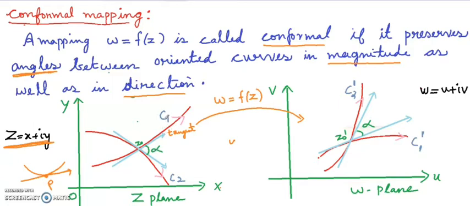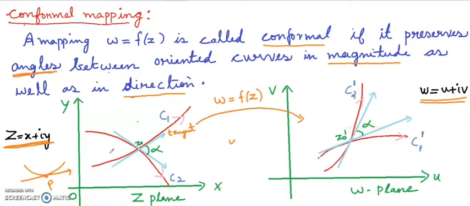Now we map the curves C1 and C2 into the w plane. When we consider the w plane, we always take the u-axis and v-axis, since throughout this module the complex variable w is u plus iv. When we map the points of C1, the image of one point can be here, the image of the next point Z1 can be here, and the next one here. So the image of C1 is C1 dash.